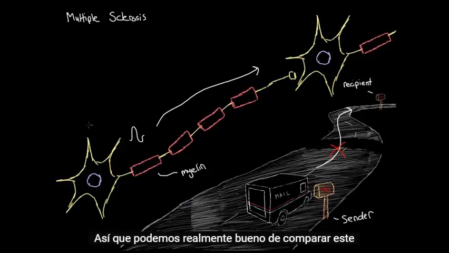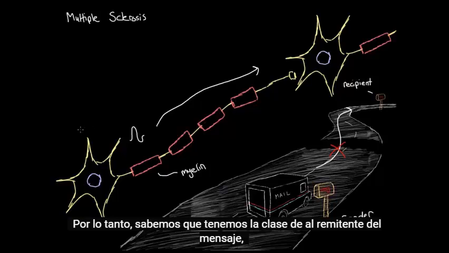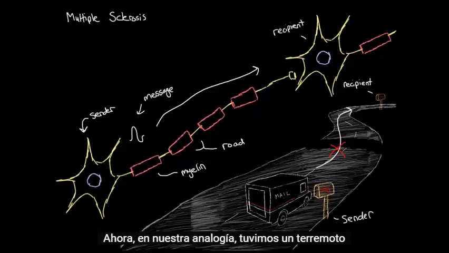So we can actually compare this two-way communication system, right, with our mailman. We have the sender of the message, that would be the first neuron. We have the message, that would be like the action potential. We have the road, which would be the myelin and the axon together. And we have the recipient. Now, in our analogy, we had an earthquake that actually destroyed the road somehow.